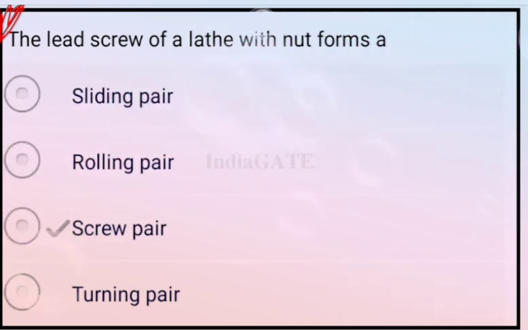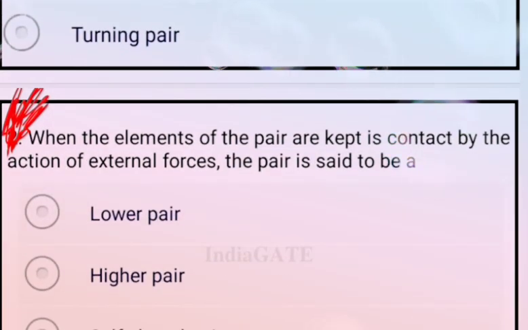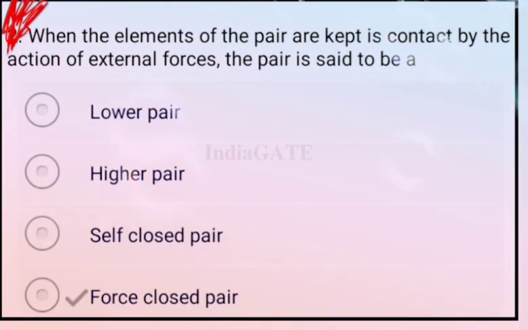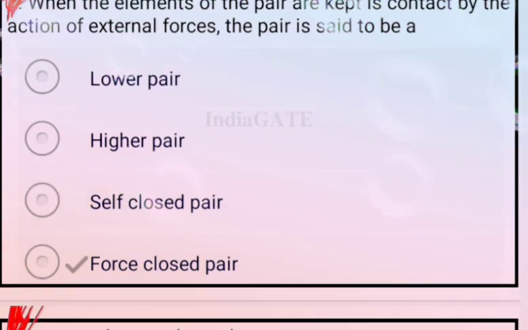A. So there are four options. Option C is the correct answer, means a screw pair is your correct answer. Now come to the next question. When the elements of the pair are kept connected by the action of external forces, the pair is said to be, so that pair is called the force closed pair. So option D is your correct answer.